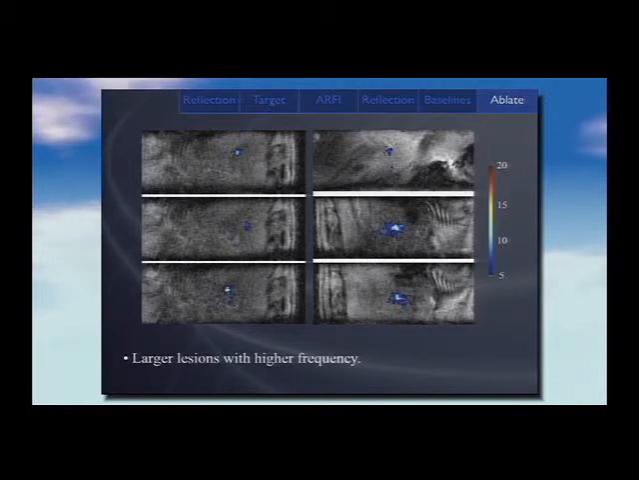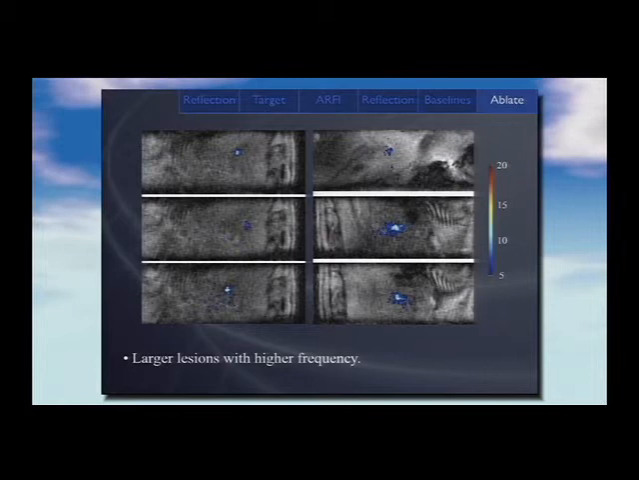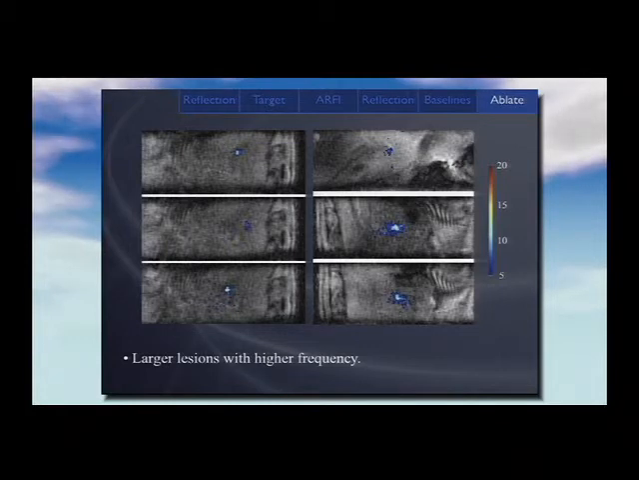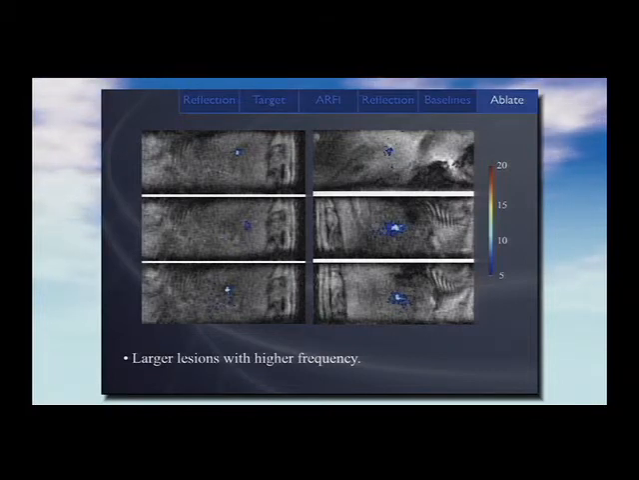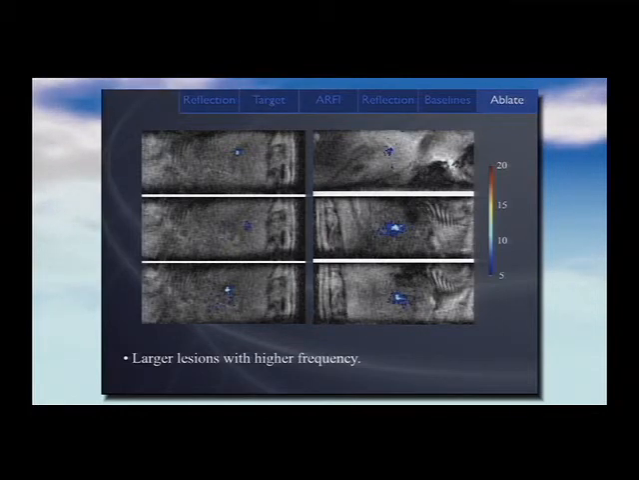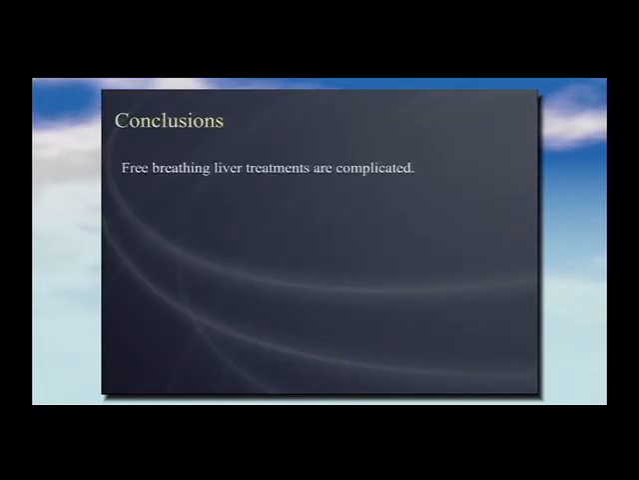Unfortunately, the lesions are a little small, and so one thing that we do need to do is to go back and try to make larger lesions, and it is possible that the steering may be a little imperfect, and that if we do a better job than that, we'll get larger lesions as well. In addition, we think that if we go to higher frequency, then that could, of course, help us with getting larger lesions. Okay, so just to conclude, we believe free-breathing liver treatments are very complicated, but they're quite possible.